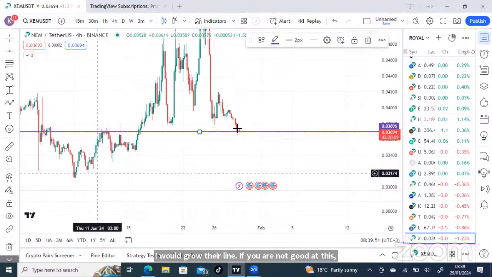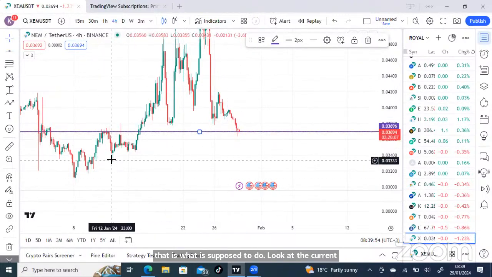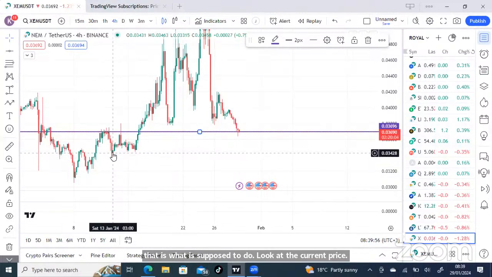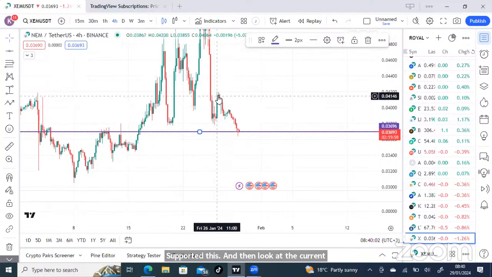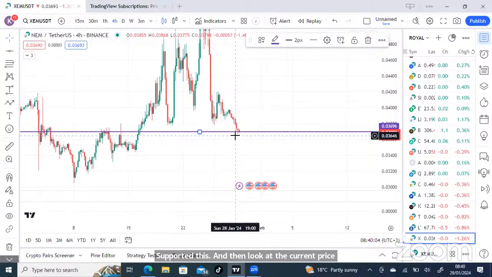Then look below the current price. Where was the market supported before? And then look at the current price, above, where was the market resisted. Give me a 6 in the chart if you understand that. Go to a coin. If you don't know how to draw support and resistance, look at the current price.